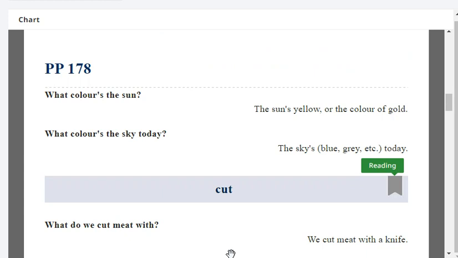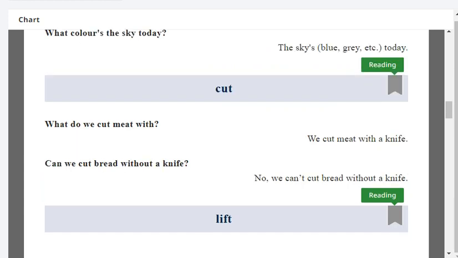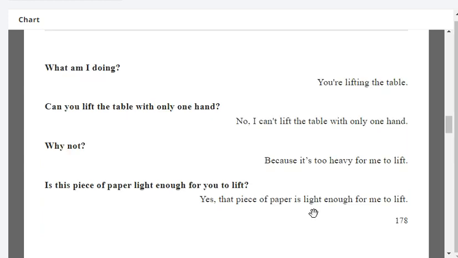Cut. What do we cut meat with? We cut meat with a knife. Can we cut bread without a knife? No, we can't cut bread without a knife. Lift. What am I doing? You are lifting the table.